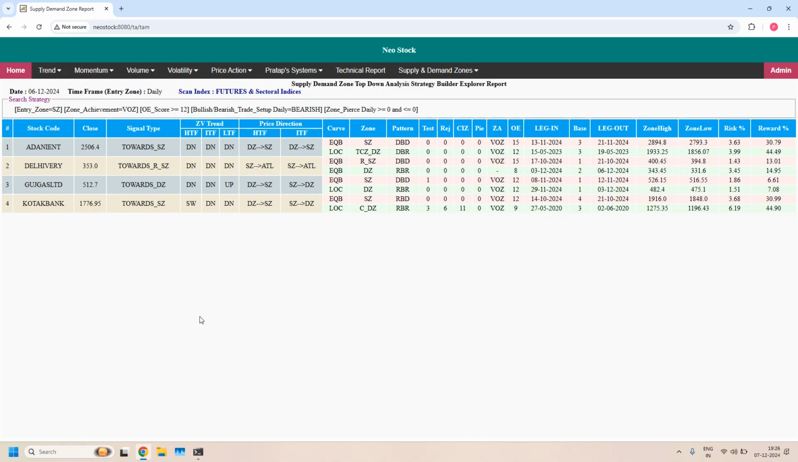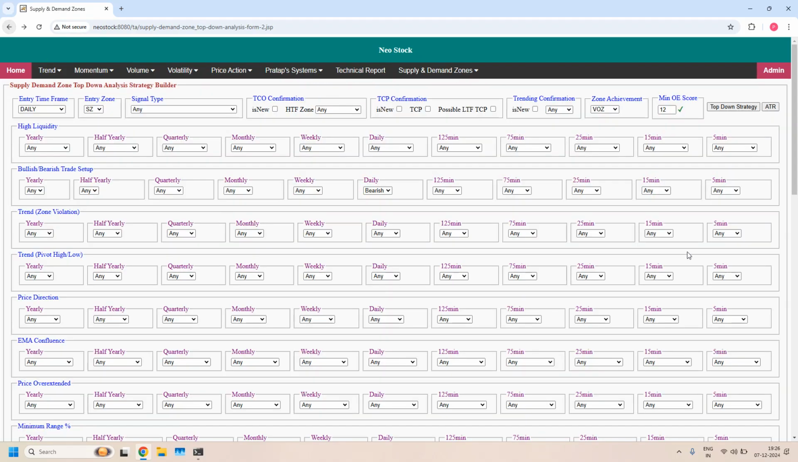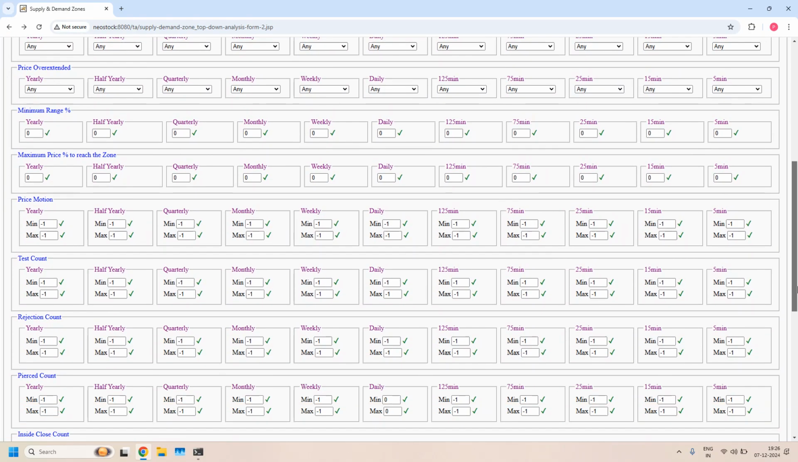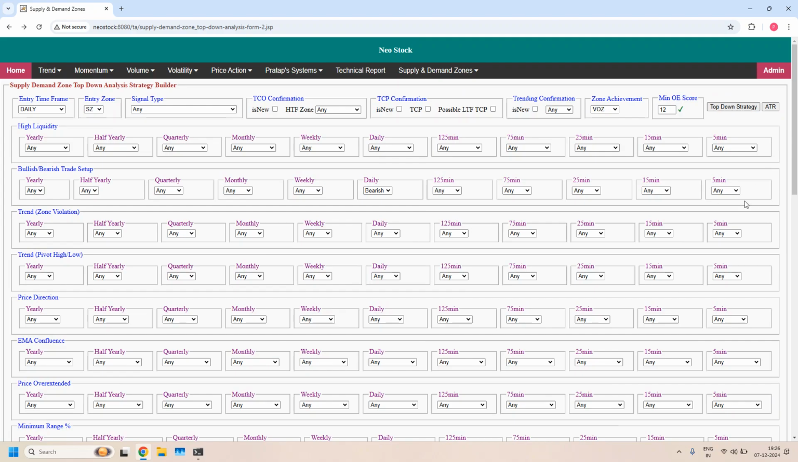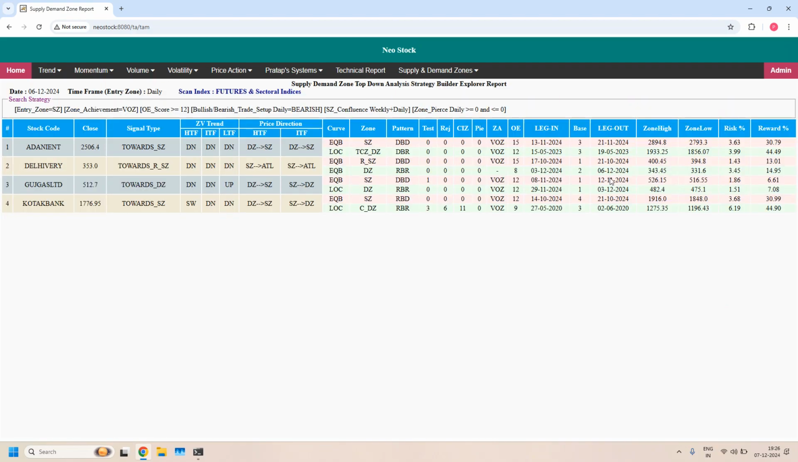So the first filter is based on LTF and ITF supply zone confluence. Let's enable that filter. LTF, ITF means daily supply zone with weekly supply zone confluence. I enable the filter, and the filter is applied to those 4 stocks. Out of those 4, all 4 are filtered. That means in all these 4 stocks, these daily supply zones are part of the weekly supply zone. And the weekly trend is down in all the 4 stocks. Weekly means ITF time frame.